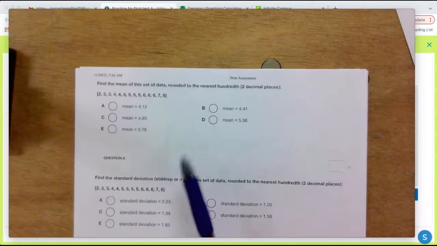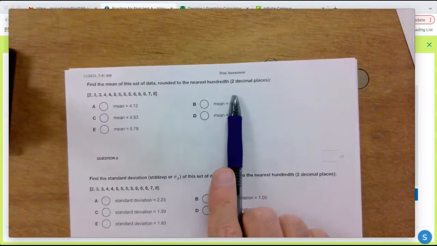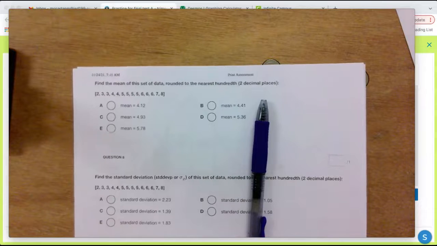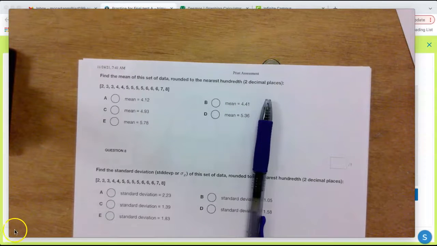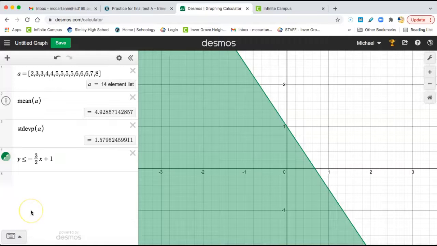All right, guys, find the mean of this data, round to the nearest hundredth, 2 decimal places. Want to put it in Desmos? I already got it there. Here's the set of data. Calculate the mean. I got 4.928. That's 4.93, rounded off. Guys, you can do it in Desmos, put in your calculator. Again, you add up all those numbers and divide by how many numbers.